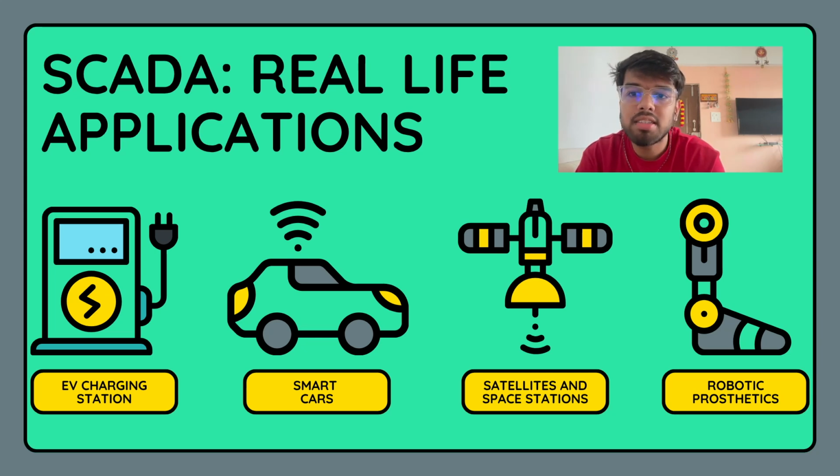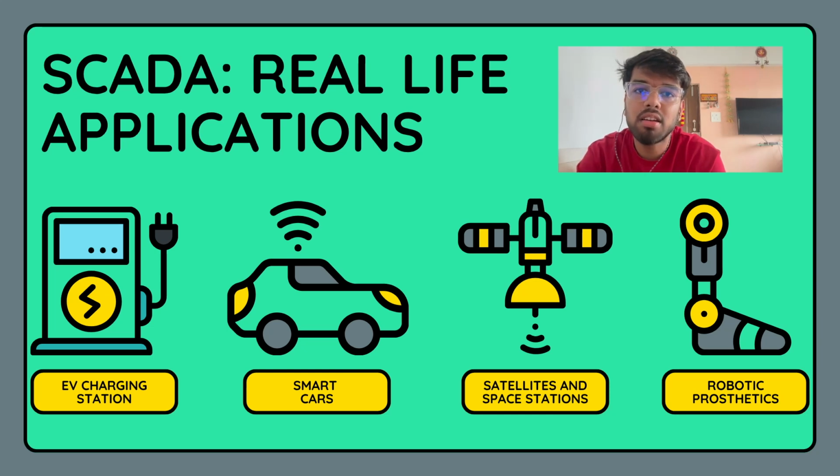Next is smart cars and intelligent traffic systems. In modern cities, SCADA helps integrate car data with traffic lights and road sensors. This helps in reducing traffic jams and improving road safety. Another application is satellites and space stations. Here, SCADA principles are used in ground control systems. They constantly monitor the health of the satellite, energy usage, and the communication links. Without SCADA-like systems, managing space missions would be very difficult.